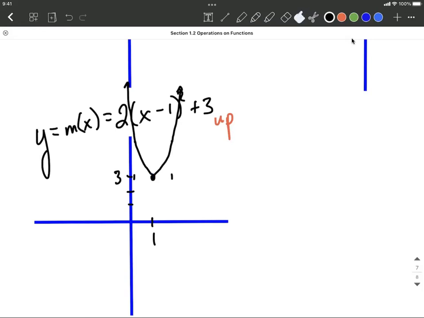This is way easier in the long run after you pick it up than making t-charts and plugging in a bunch of x values to make points on the graph and then plotting those and connecting the dots.